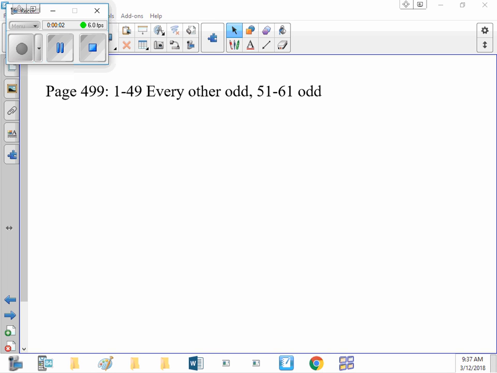So looking at this assignment, there are a lot of problems, and it's sort of just the same thing over and over and over. So I've decided to do every other odd, which would mean 1, skip 3, do 5, skip 7, do 9. Does that make sense?